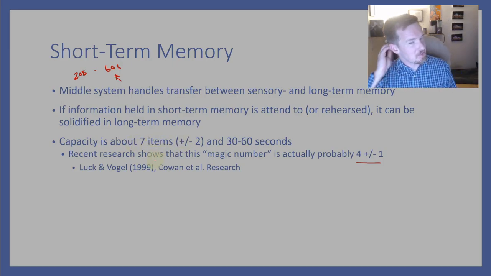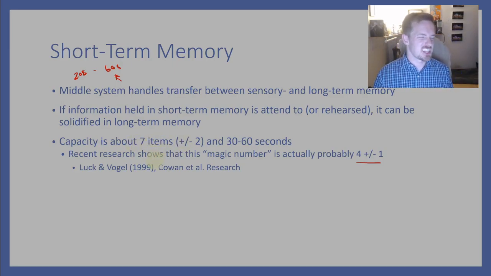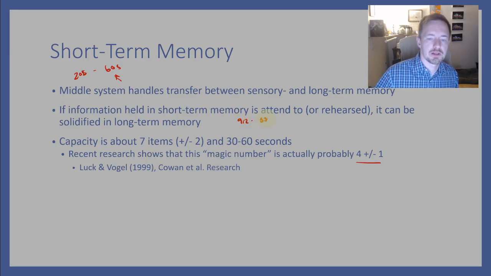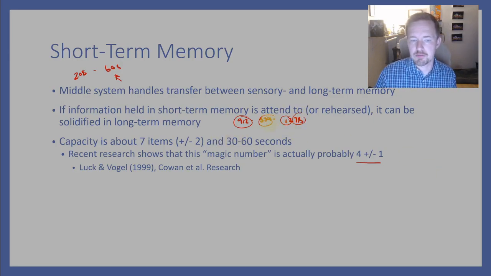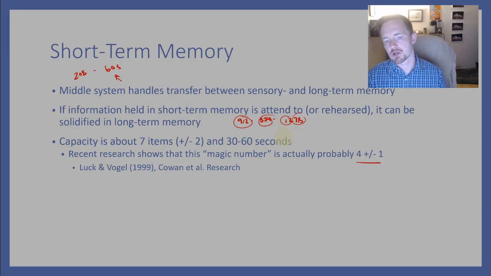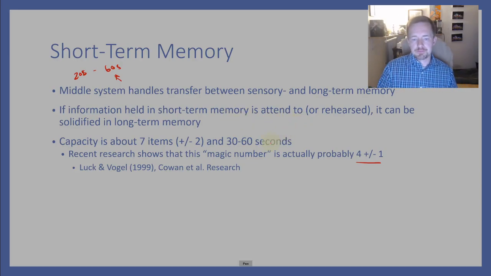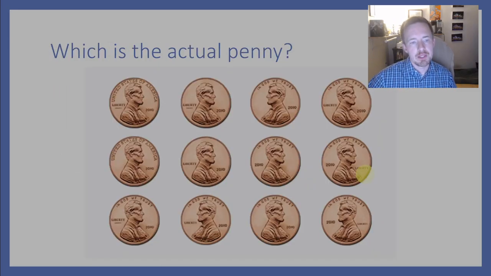Because when we were talking about remembering phone numbers, a phone number is what, 10 digits or something like that? The way you're able to do that is because you're able to chunk them together. So the example I gave was 912-334-1278, let's say. That's 1, 2, 3, 4. That's only four numbers that I'm actually remembering, because I'm saying 912-334-1278. More recent research shows that our limitations are actually much more marked than that.